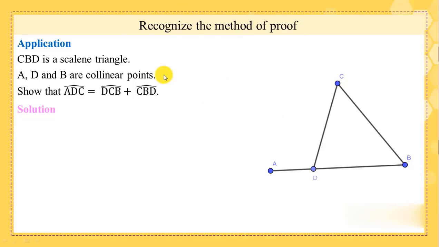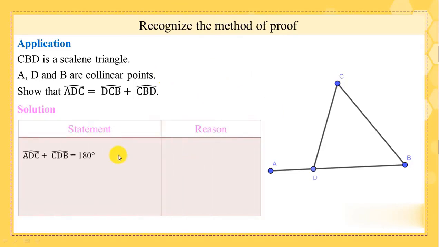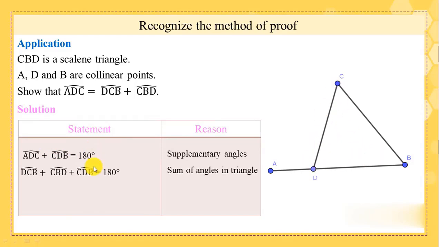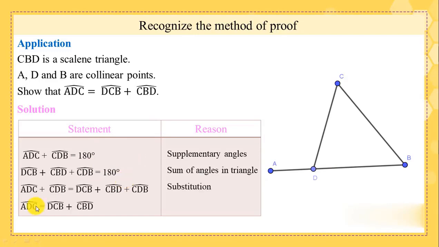Solution. Let's make a proof. We said first that ADC plus CDB is equal to 180 degrees, supplementary angles. Also, we have sum of angles in triangle DCB, two equal equations. We can put them equal. What is the reason here? The reason is substitution. Now, we have the result ADC is equal to DCB plus CBD. We have CDB here and also we have CDB here, the same angle, so we can eliminate the angle from both sides of the equation and we get ADC is equal to DCB plus CBD by elimination.